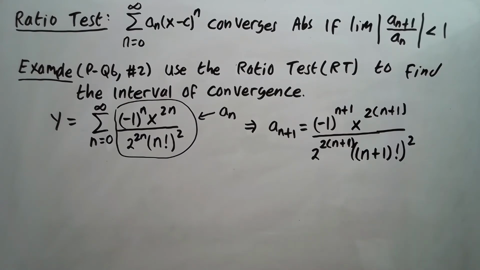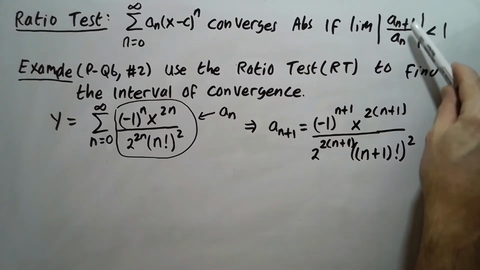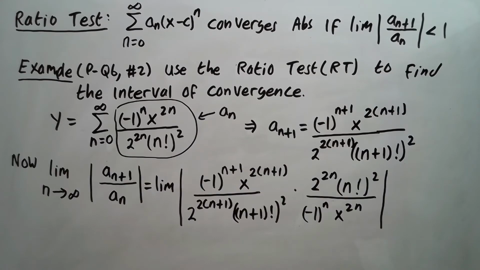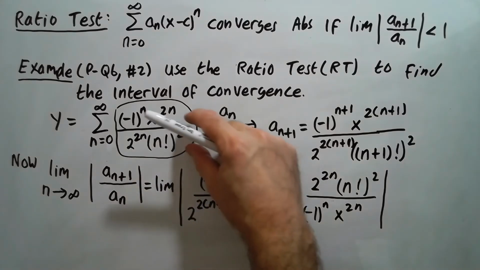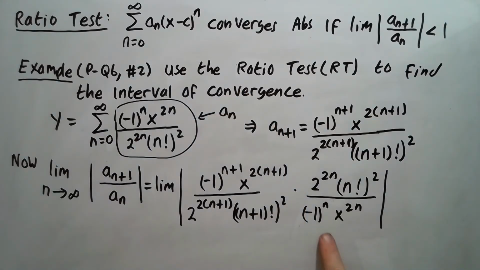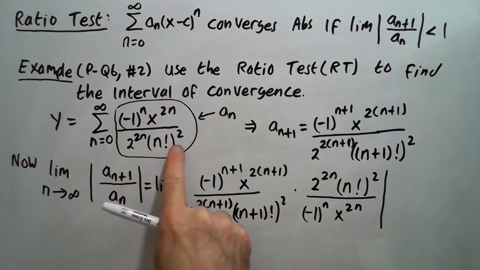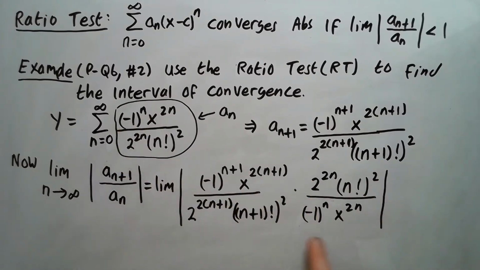And now let's look at the ratio of these two things. So looking at a n plus 1 over a n, here's my a n plus 1, and we're dividing it by a n. That's the same as multiplying it by the reciprocal of a n. So I turned it around here, and that's what I've done here. That'd be 2 to the 2n, n factorial squared on top, and this on the bottom.